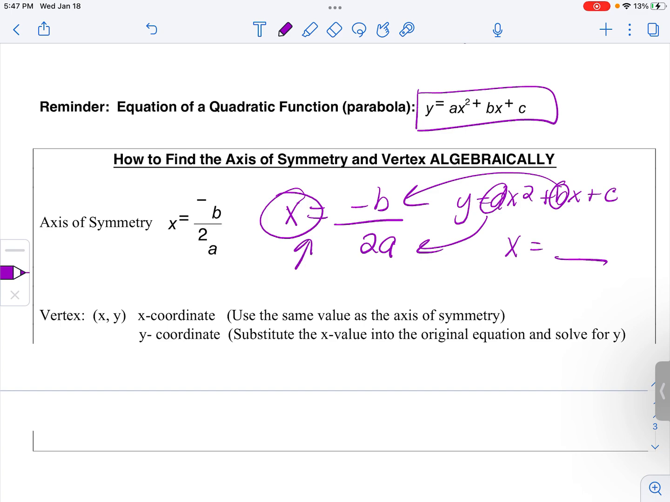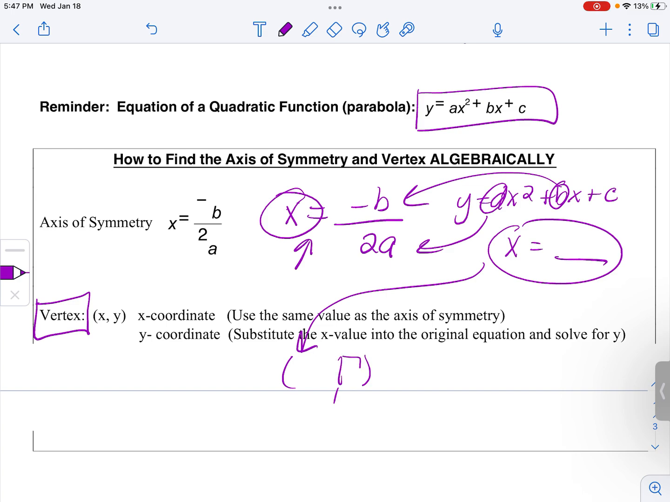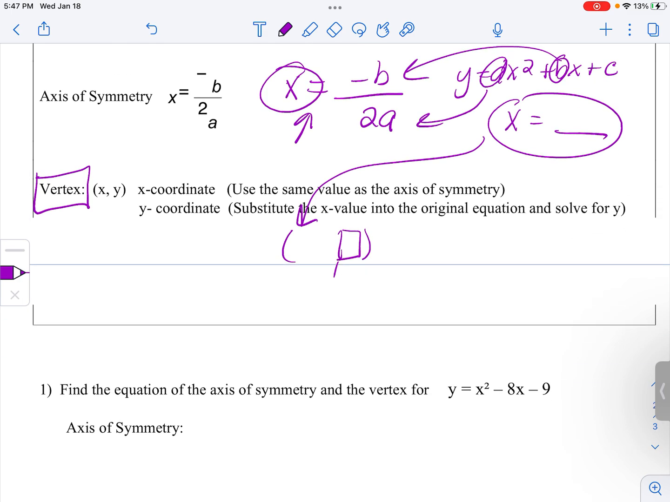But then we need the vertex, and the vertex is a point. So lovely, we have the x value that we could put right here. But now we need to find the y value. So I want you to think for a second how we might do that, even though it's written right in front of you. But I want to show you guys an example before I just jump into it. So let's take a look.